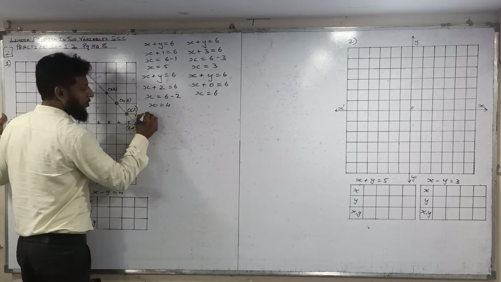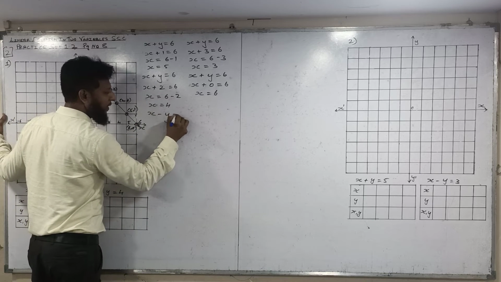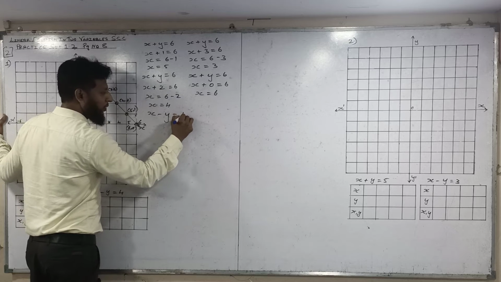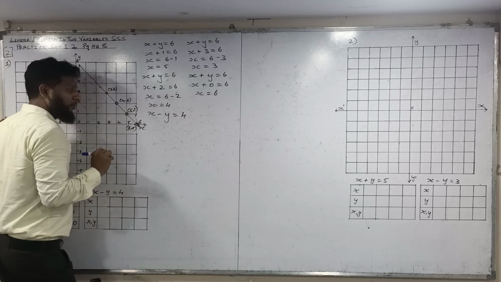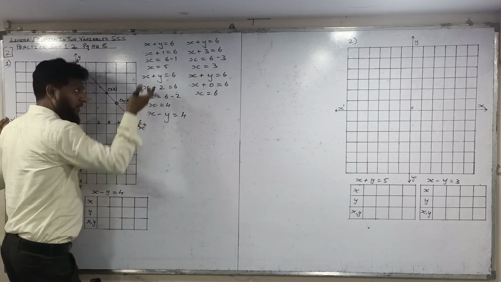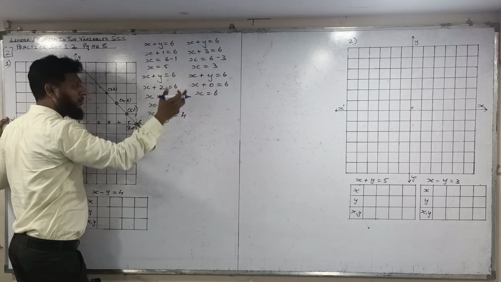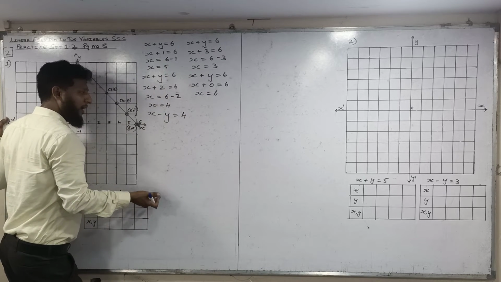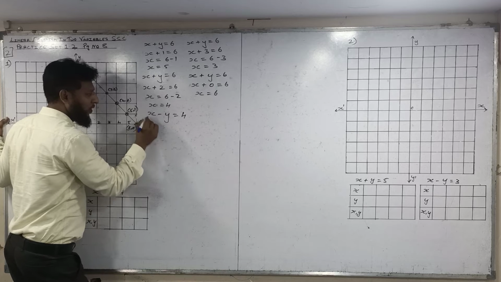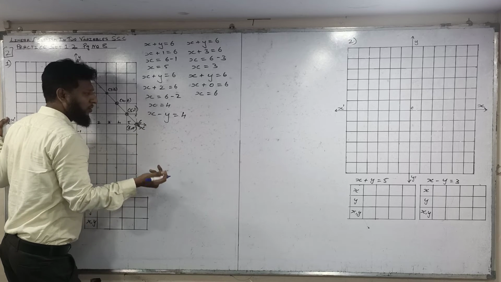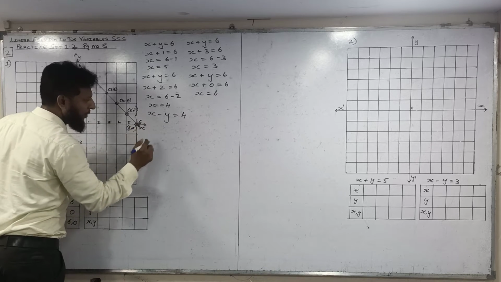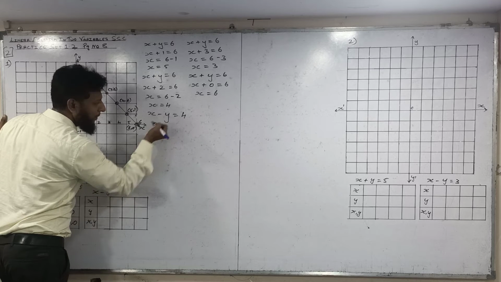Okay, just to avoid the confusion. Now x minus y is equal to 4. Now I am taking x value. In this equation I have taken y value, in this equation I am taking x value. So if x or y also, it is more convenient to take y. So now I am taking y.